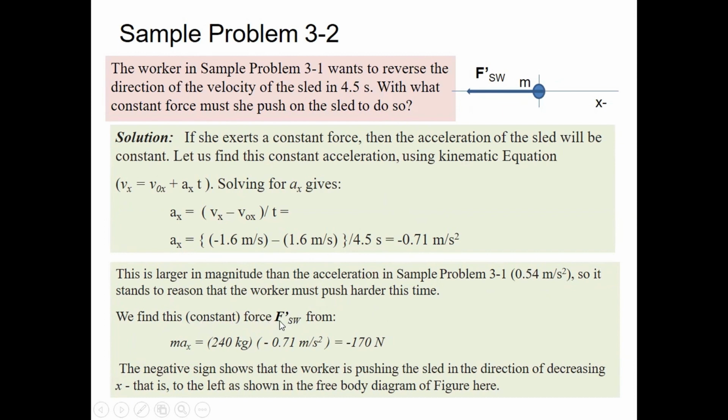Then we apply Newton's law to find the constant force F dash SW. This is mass times acceleration, and the mass is 240 kilograms, and the acceleration is minus 0.71 meters per second squared. Therefore, the answer is 170 newtons with the minus sign. Again, the force shows that the worker is pushing the sled in the direction of decreasing x, from right to left. The free body diagram shows this: the mass has this force applied in the negative x direction. So that's how we solve the problem.